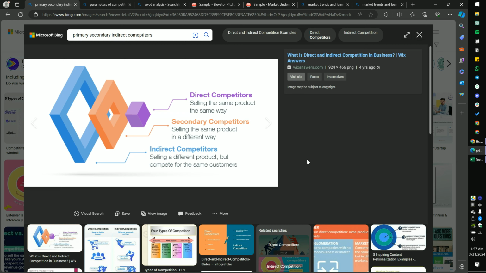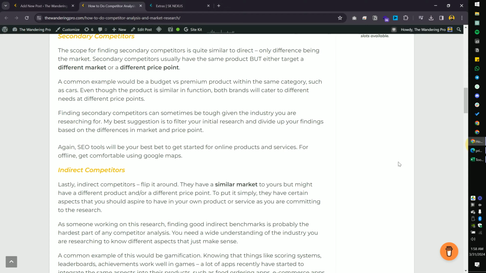And then indirect competitors, they help you refine your features or your user experience, because there's always some things you can learn from an outside-of-the-box approach, right? The direct and secondary competitors might be missing something that the indirect competitors might have unlocked. And if you look at that approach, you could be like, hey, why don't I do that?